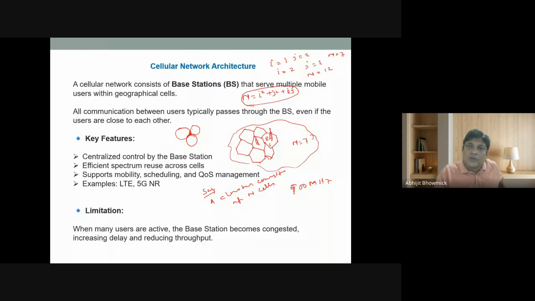Say a particular number of cells make a cluster. Total available bandwidth for the system is allocated among these cells. Say if we have total bandwidth B, so B is divided among all these 7 cells. And the same band would be allocated to the other cluster. That is the concept. That is called frequency reuse.